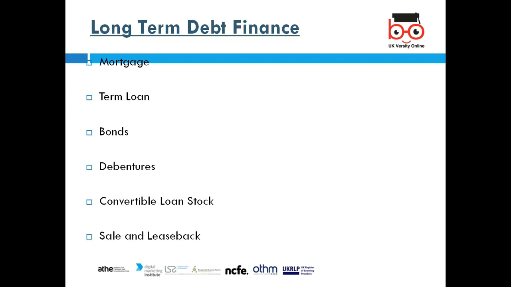Mortgage is classified as a long-term loan. Term loan for a 5-year term, 10-year term. A bond is normally secured. Bonds normally have a long-term maturity. A bond can be secured or unsecured. Debenture is a sort of loan instrument which we use.